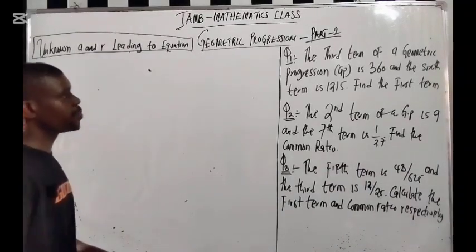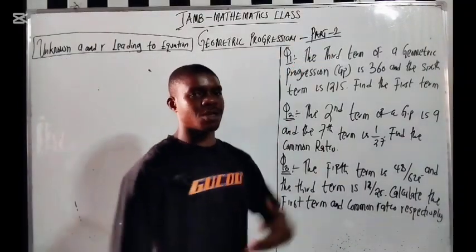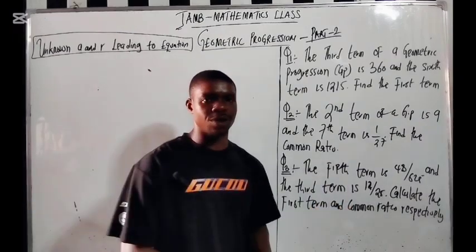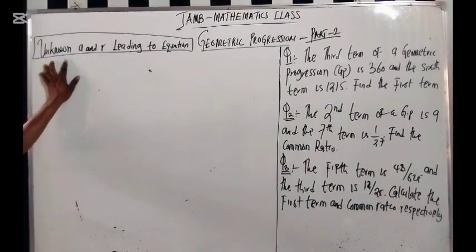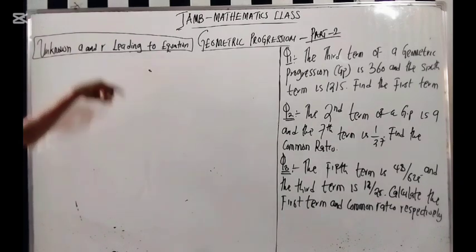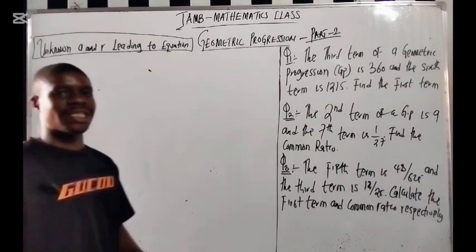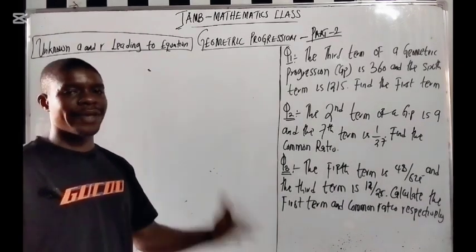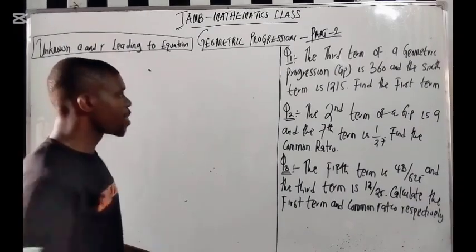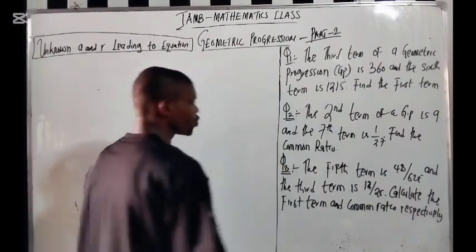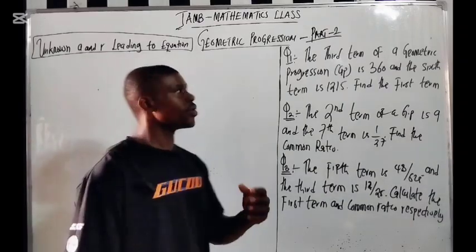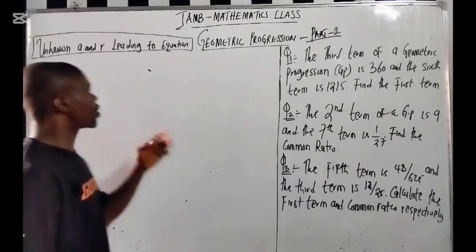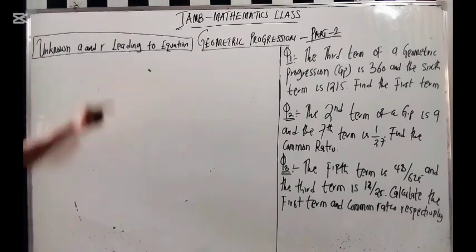So let's look at geometric progression part 2. That is going to be the second video on geometric progression. We're looking at how to find the unknown a and r using equations, so this is how to calculate your first term and your common ratio. We have three questions here. Once I finish solving these three questions, we will have a proper idea of how to solve geometric progression when it comes to calculating a and r.